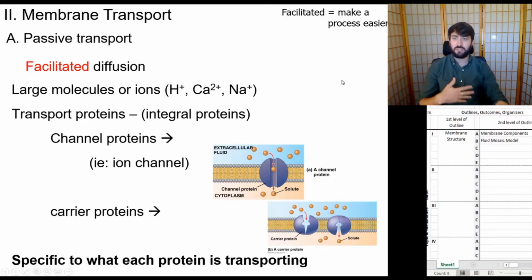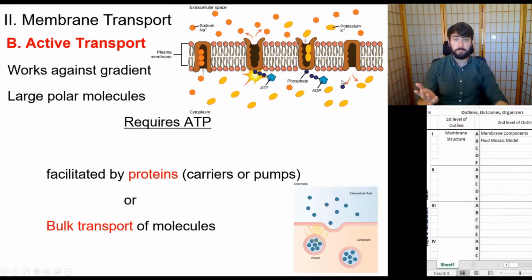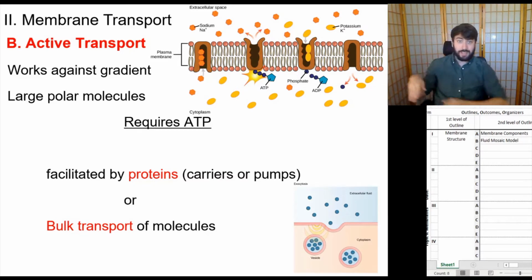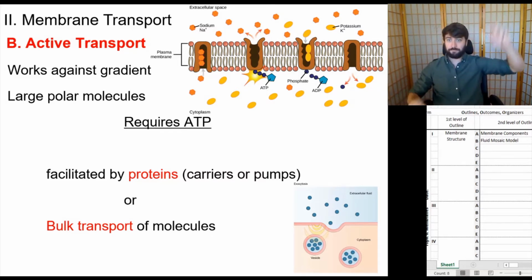Now, obviously, that doesn't cover all the stuff we might want to transport across a membrane. Like, what about even bigger polar stuff? Or, heck, we keep moving things from high concentration to low concentration. What if we instead want to move against that concentration gradient and go from low to high?